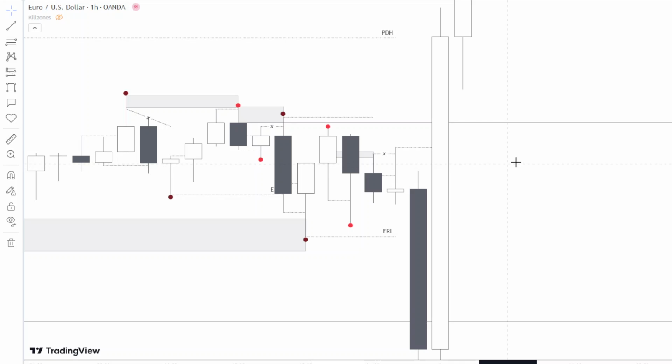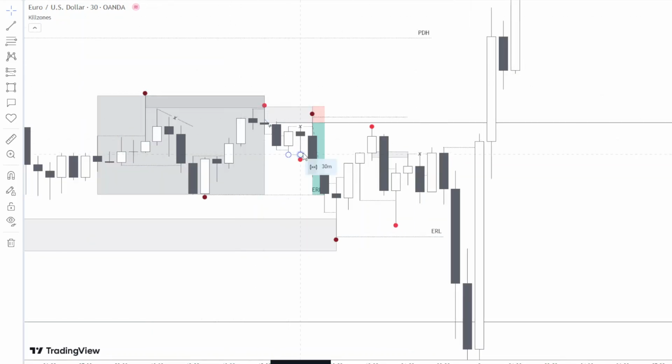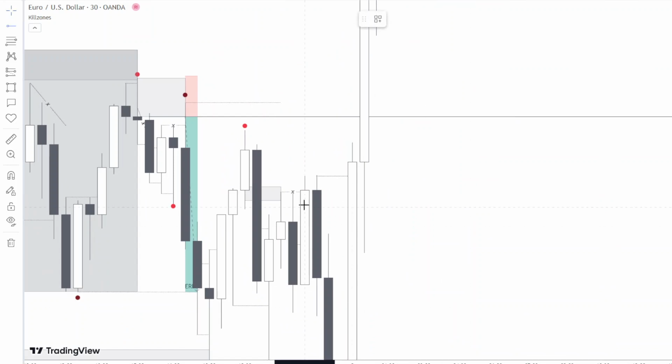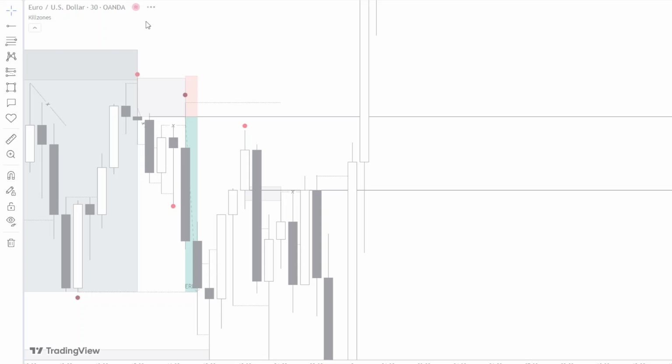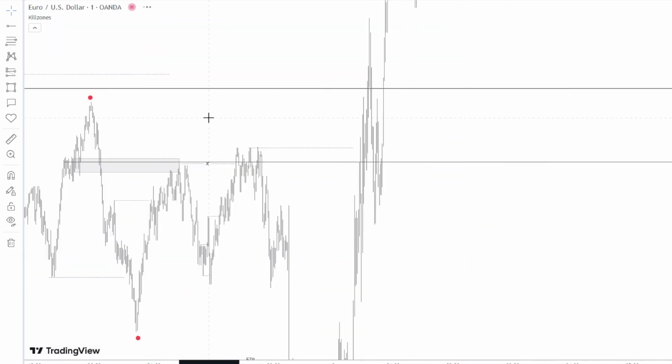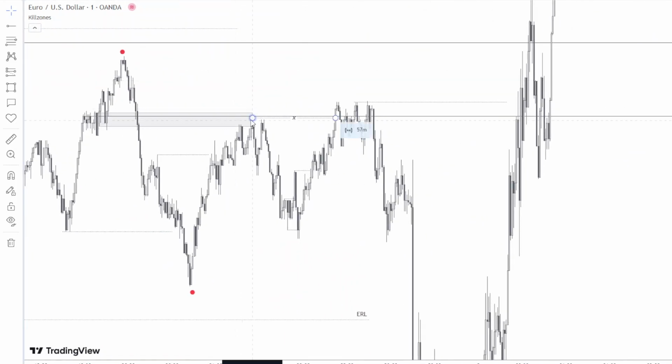So H1 nothing, M30. Yeah, it was 30 minutes. So on 30 minutes, I saw my key level here. Okay, just here. Okay, that key level is just above the liquidity. All right, so you can see that liquidity is going to be run, and my key level is just above it. So that's where I took my sell.